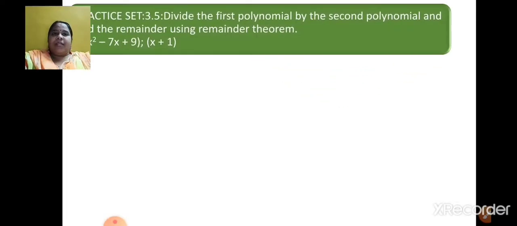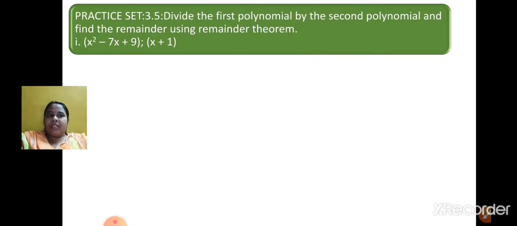This is practice set 3.5. Divide the first polynomial by the second polynomial and find the remainder. This is important, using remainder theorem. This is what we are learning. x square minus 7x plus 9 is to be divided by x plus 1.